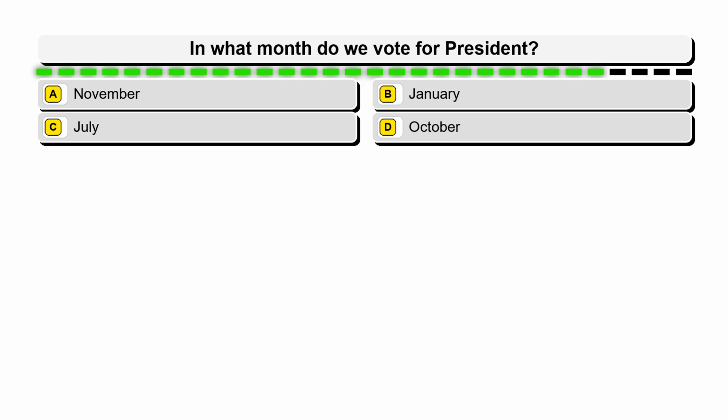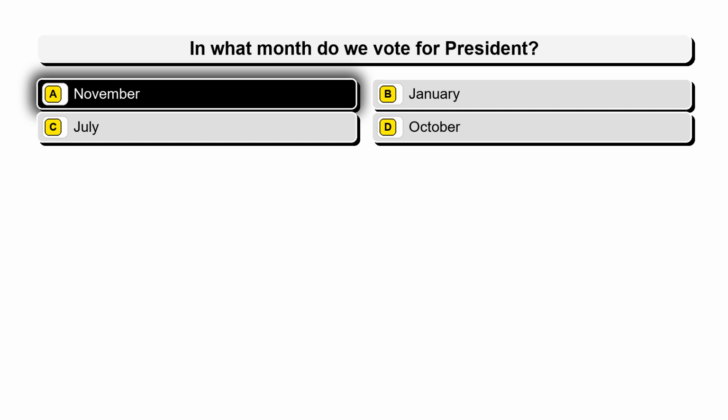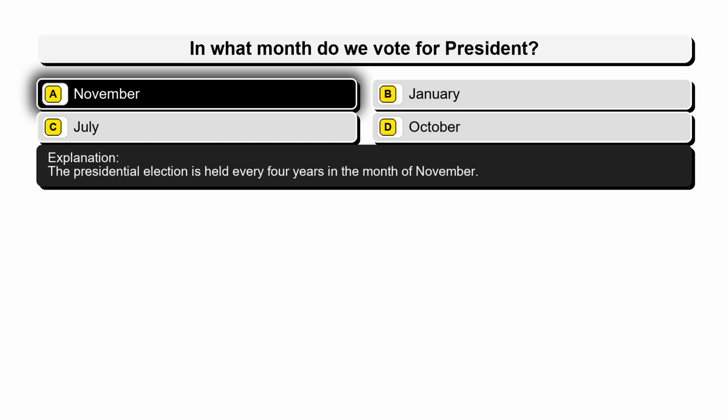Question 122. In what month do we vote for president? Option A, November. Option B, January. Option C, July. Option D, October. The correct answer is option A, November. The presidential election is held every 4 years in the month of November.